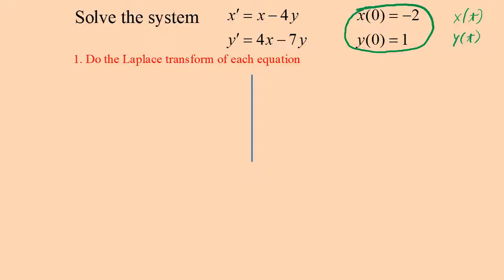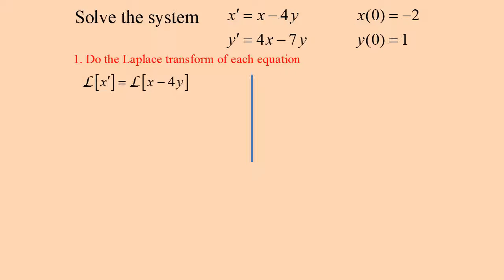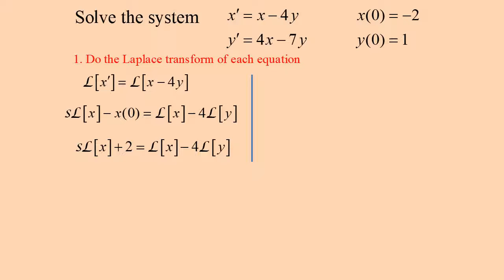So we'll start by doing the Laplace transform on each equation. So here's the first equation's Laplace transform. On the left-hand side, when we do the Laplace transform of the derivative of x, we get s times the Laplace of x minus x of 0. And of course we're given in the beginning that x of 0 is -2, so we will replace that. And there's the Laplace transform of the first equation. We'll do the Laplace transform on the next equation the same way.